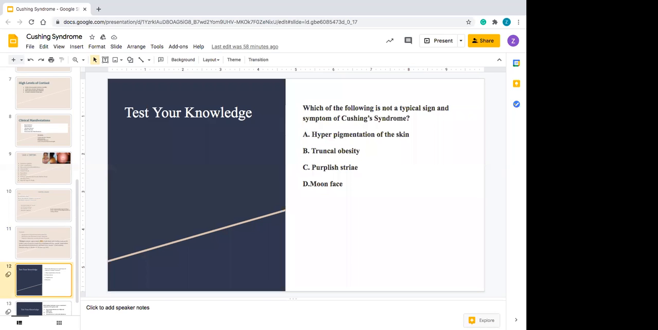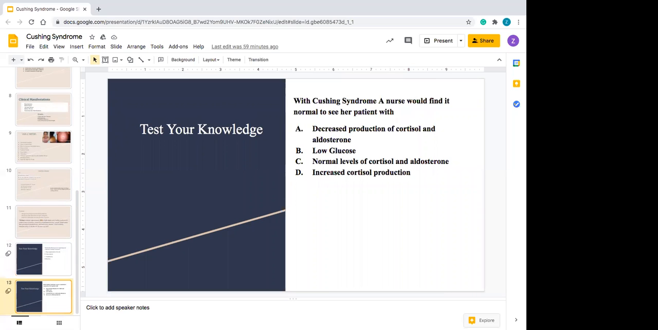Perfect. So we just put 2 questions to test your knowledge. I don't know who wants to participate, but if you do, just shoot out the answer. Which of the following is not a typical sign and symptom of Cushing syndrome? A? Yeah, it's A. So truncal obesity, purplish striae, and moon face are 3 out of the many symptoms of Cushing syndrome.